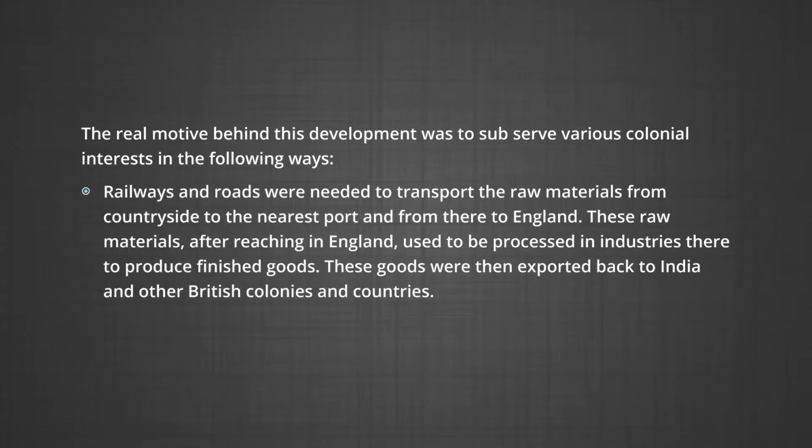Number 1, railways and roads were needed to transport the raw materials from countryside to the nearest port and from there to England. These raw materials, after reaching England, used to be processed in the industries there to produce finished goods. These goods were then exported back to India and other British colonies and countries.